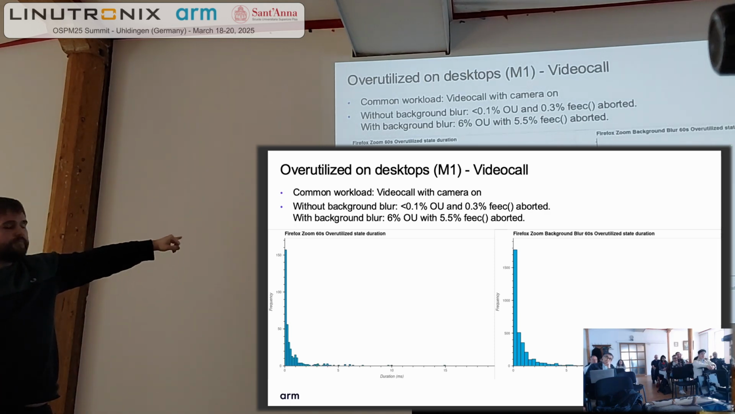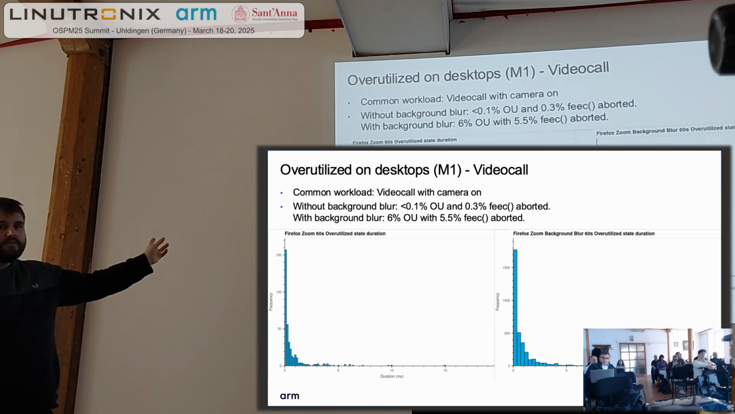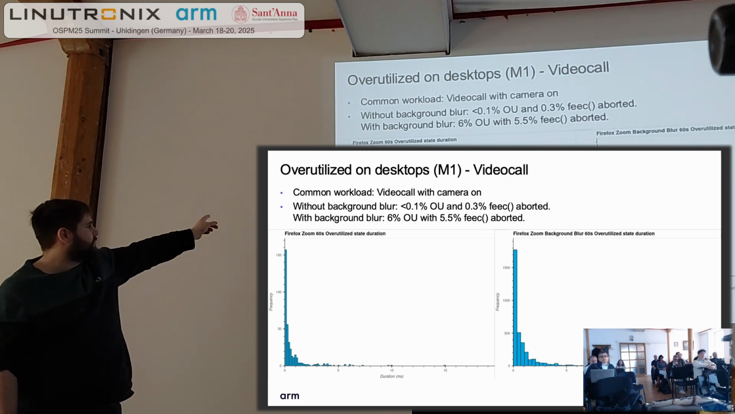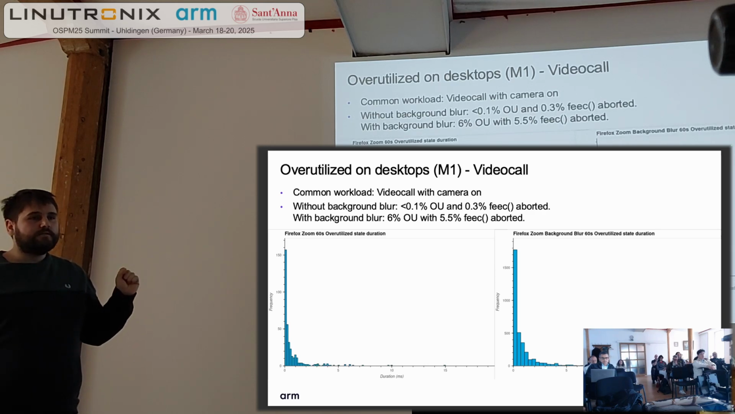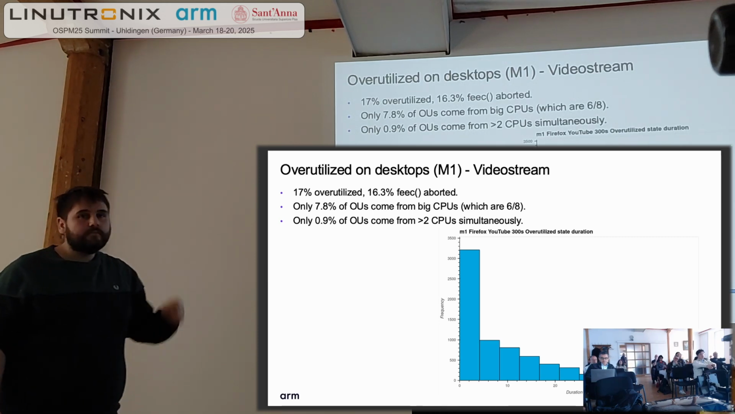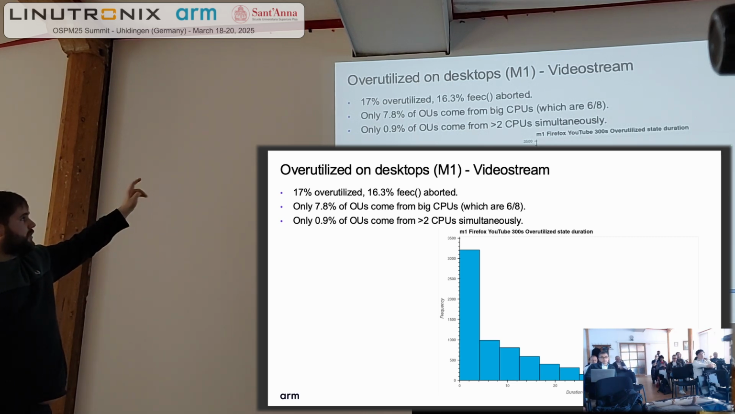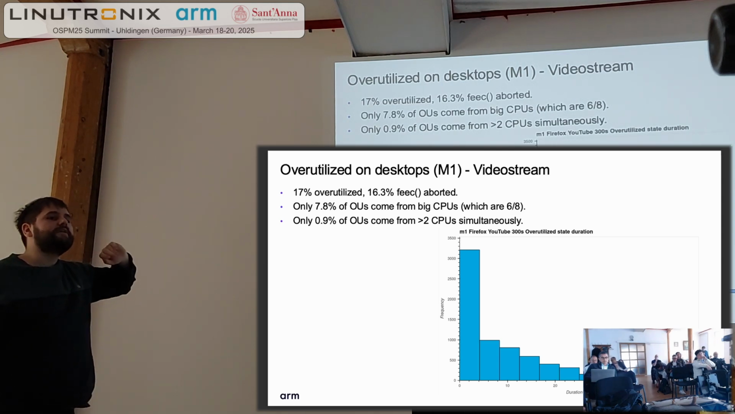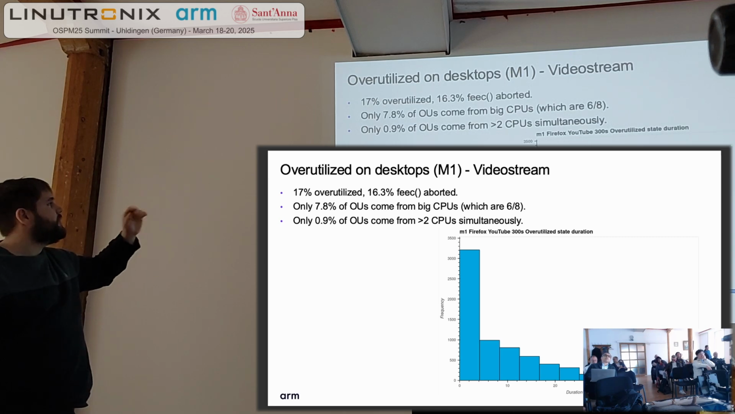And this is the distribution of how long it has been overutilized for. It looks reasonably similar for both, except that background blur has like 10 times as much overutilized. But most of the overutilized periods are super short, way below 1 millisecond. For the video stream, I also did YouTube, much higher overutilized, 17%, 16.3. So it reasonably matches task placements: 16.3% have been aborted or not EAS used.